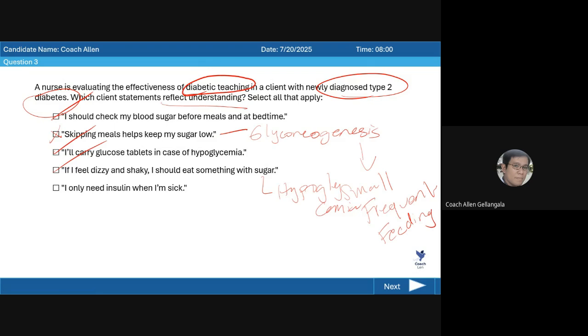I only need insulin when I'm sick. Is it good?